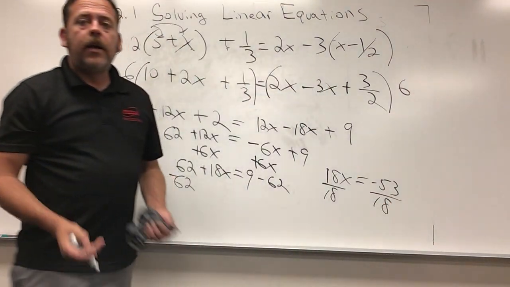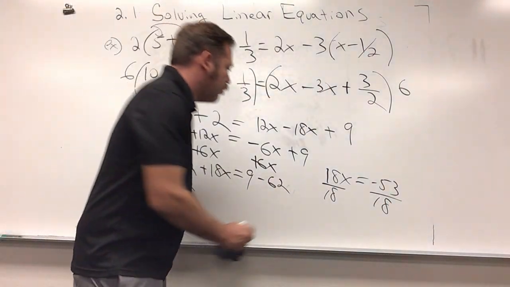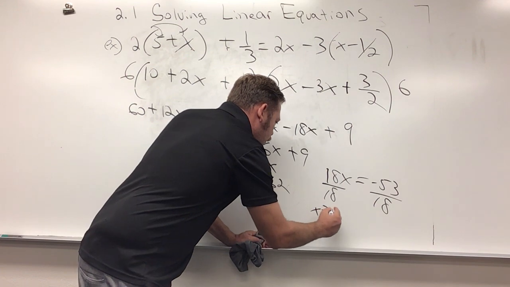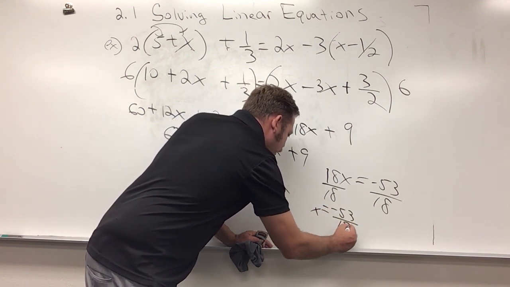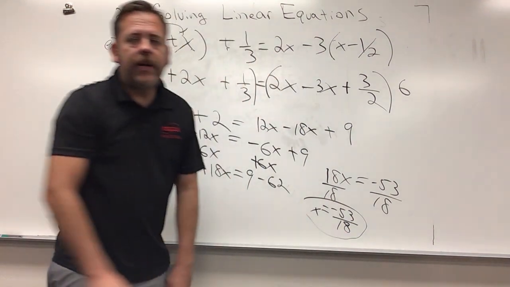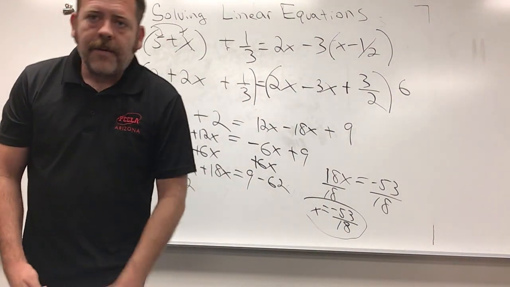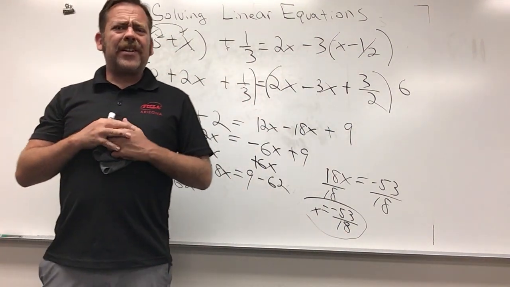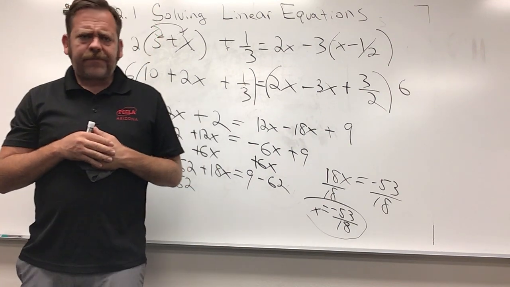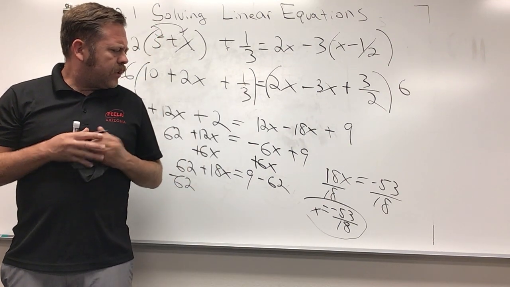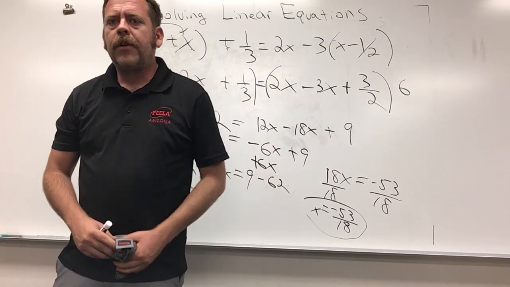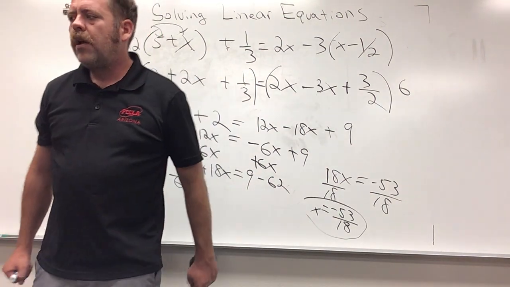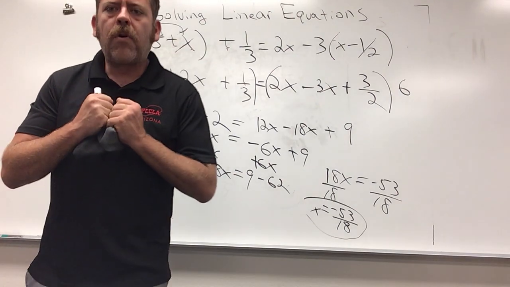And then x is equal to negative 53 over 18. And I hope you can read this. My handwriting is really bad as it is. But negative 53 over 18 is what we get. Okay. Let's just do one more, just one more.